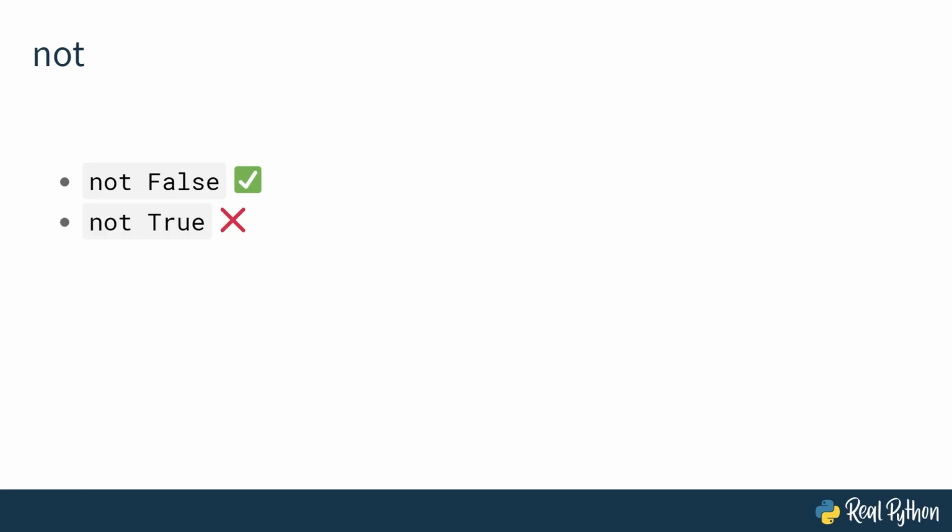The not only needs an expression on the right-hand side, and basically it will just invert it. So if you have not and an expression, and that expression evaluates to true, then the total result of everything will be false. If your code says not false, then that expression evaluates to true. If your code says not true, then that expression evaluates to false. It inverts the value.